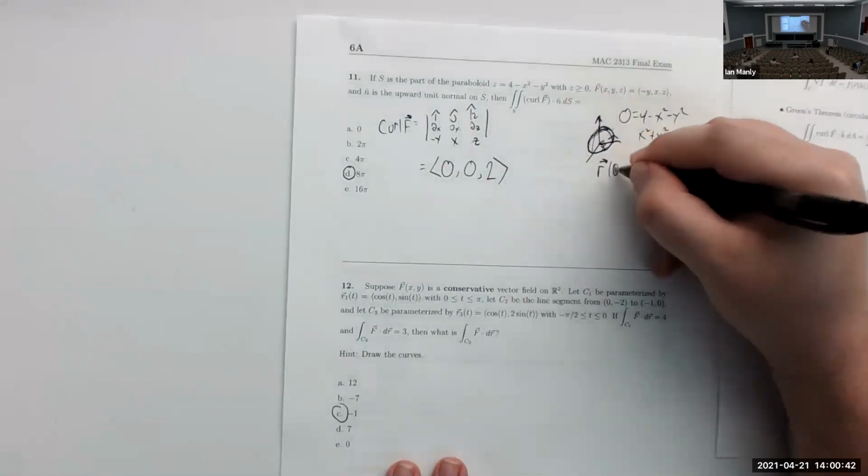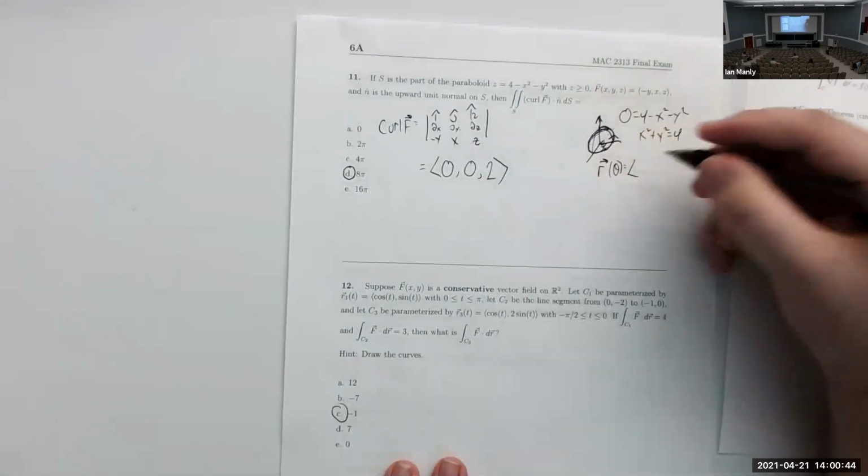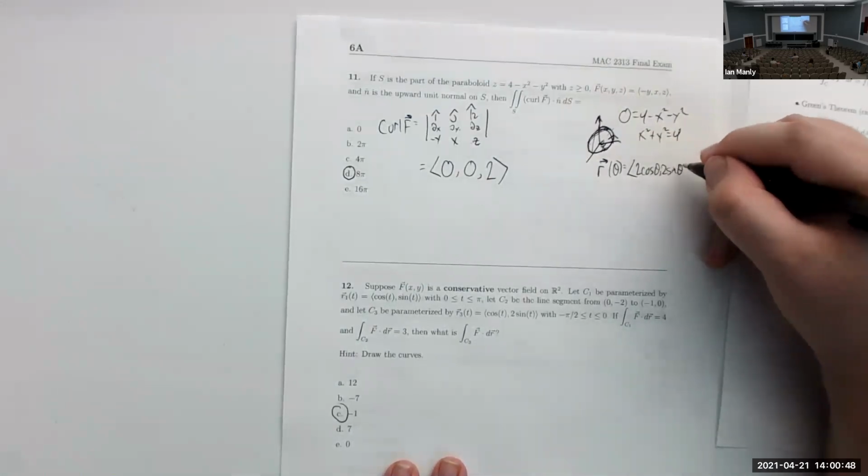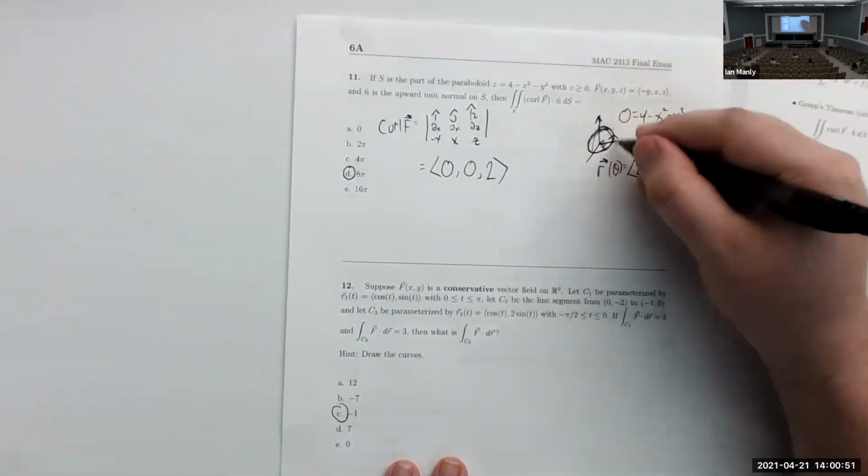All right, so I'm going to parameterize the circle, and that's something we've done many times. So r of theta, and it's a circle of radius 2. So we have 2 cosine of theta, 2 sine of theta, and then z is 0 since we're in the xy plane.